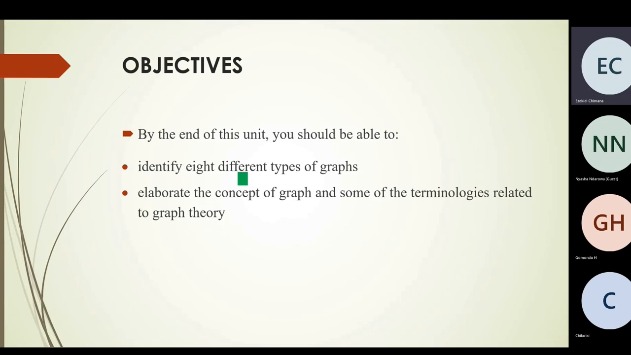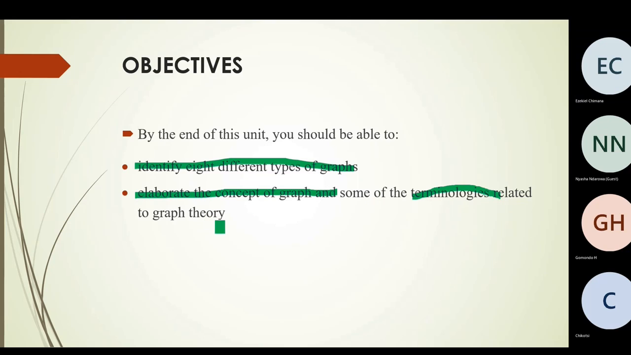So these are the objectives of this chapter. By the end of this unit, you should be able to identify different types of graphs, and also elaborate the concept of graphs as well as the terminologies related to graph theory.